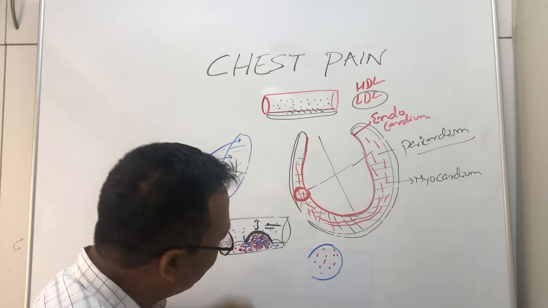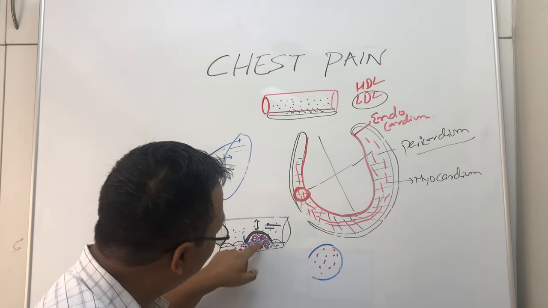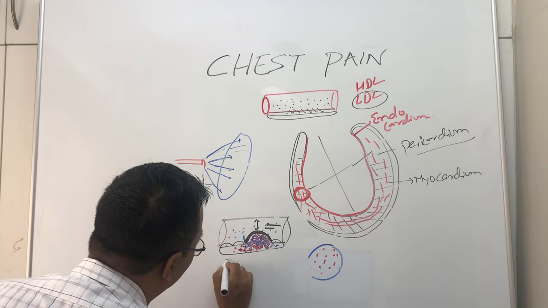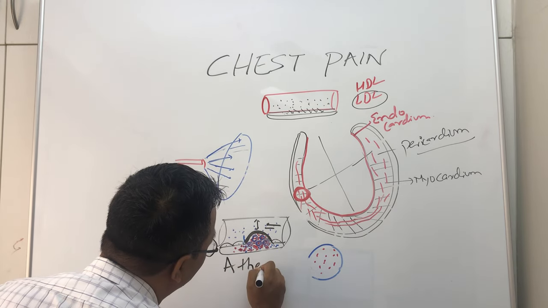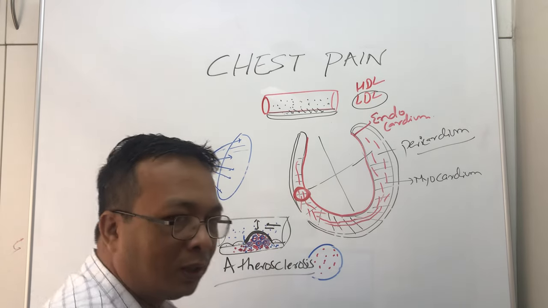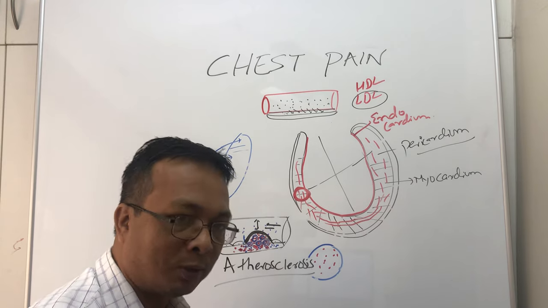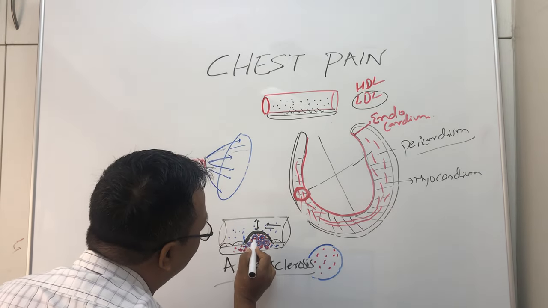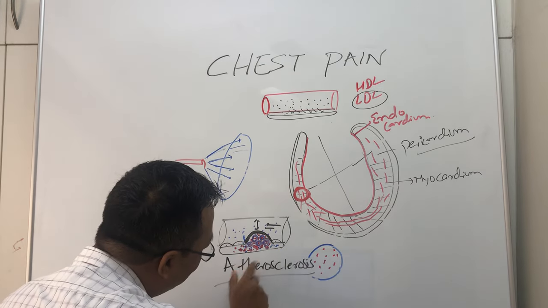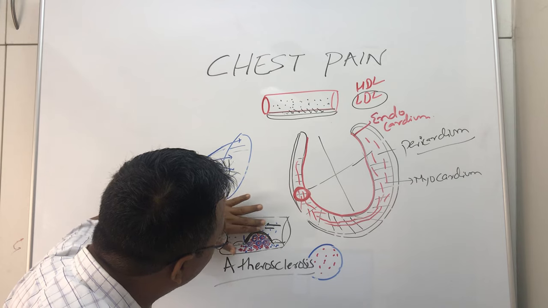Now when there is a blockage due to LDL and macrophages, everything inside, there is one single term for this: we call this atherosclerosis. I have not gone into detail, I am just keeping it short to make you understand, because there is one big chapter for atherosclerosis. So together we call it atherosclerosis. As a result of atherosclerosis, what is happening? The lumen is narrowed.